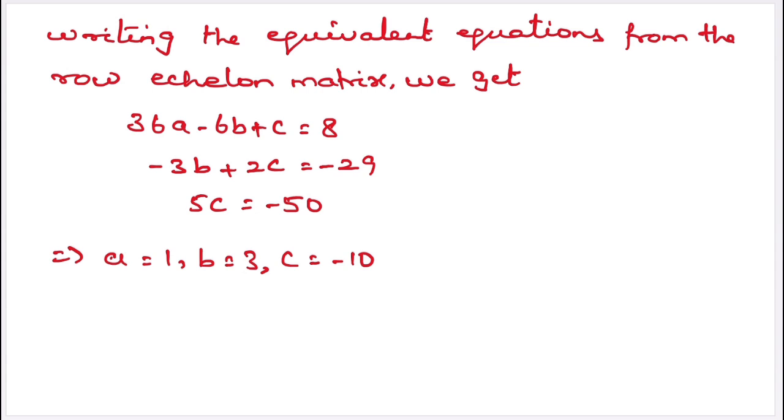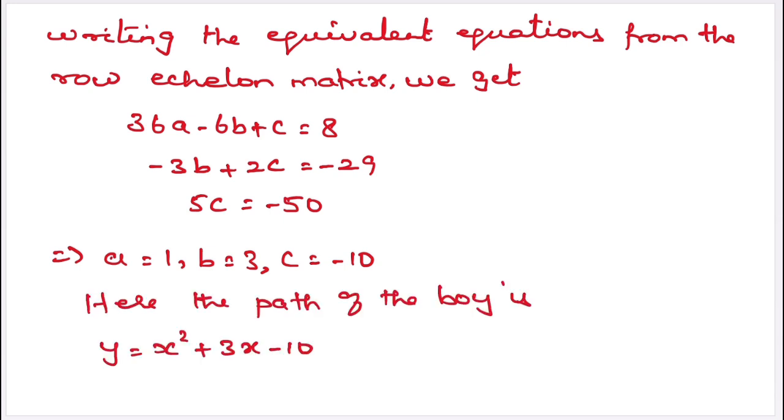the row echelon matrix, we get 36a minus 6b plus c is equal to 8, minus 3b plus 2c is equal to minus 29, 5c is equal to minus 50. From this we get a is equal to 1, b is equal to 3, c is equal to minus 10. So substitute a, b, c in the given equation. You get the path of the boy is y is equal to x square plus 3x minus 10.